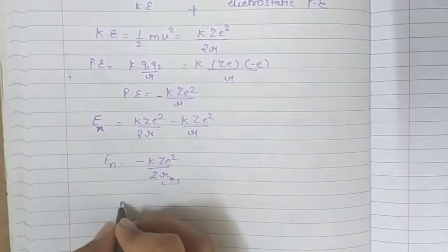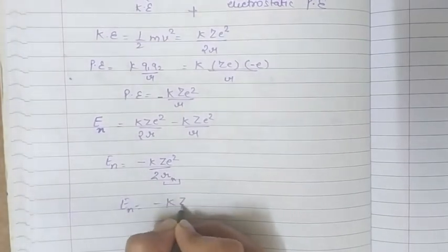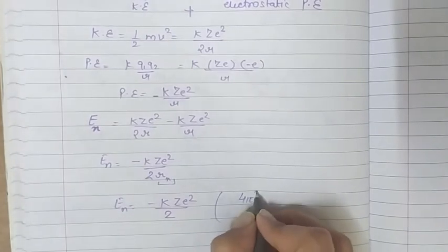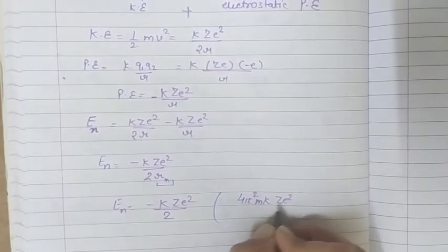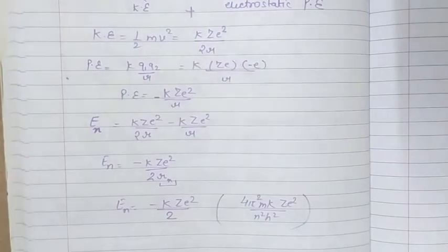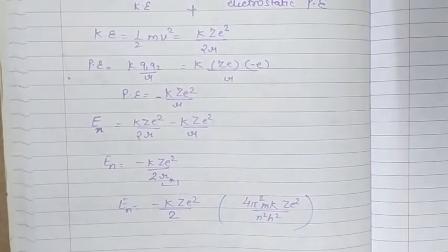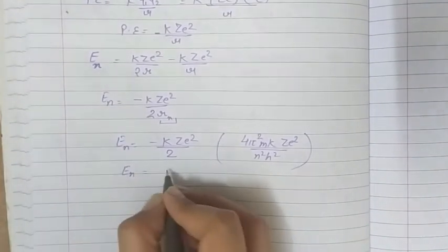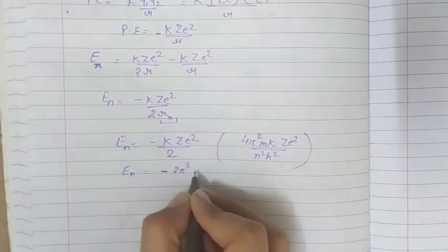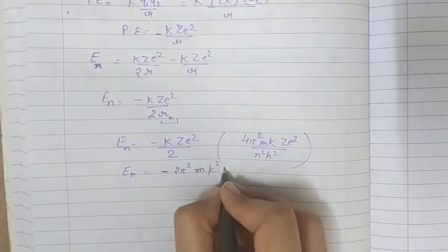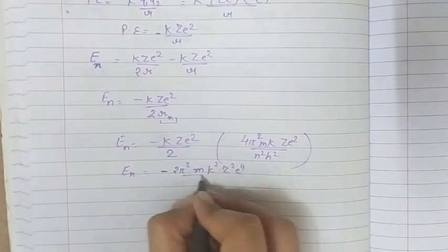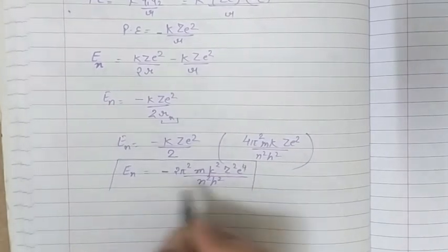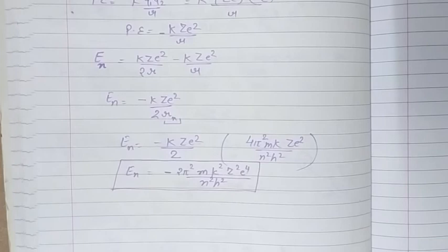So by putting the value of r in this equation, we get minus kz e square upon 2, and by putting the value of r, it will be 4 pi square m k z e square upon n square h square, right? 4 pi square m k z e square upon n square h square. And on solving it, we get the energy is equal to minus 2 pi square m k square z square e4 upon n square h square. So this is the total energy of electron in nth orbit, which is a combination of both kinetic and potential energy.